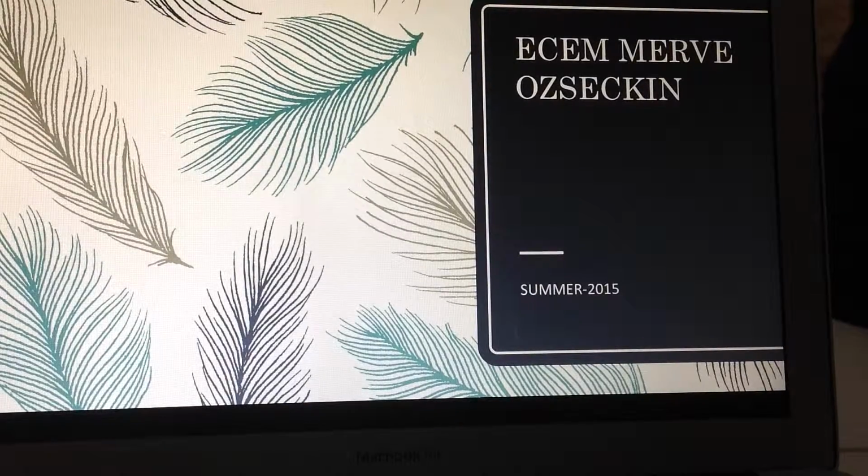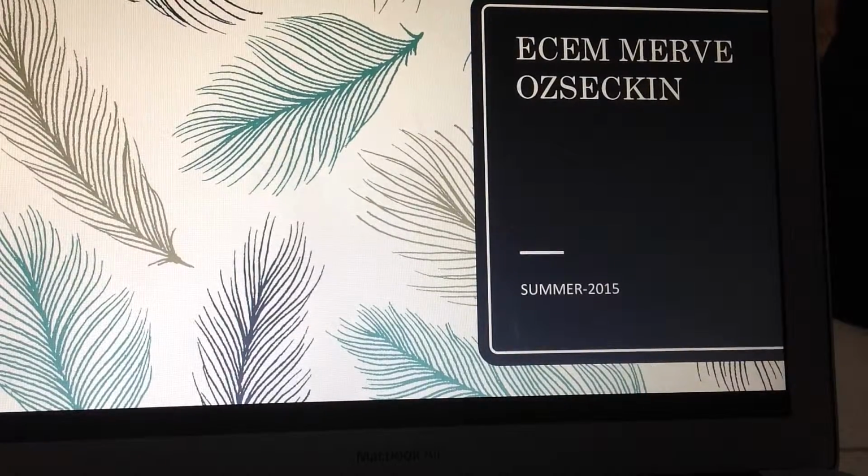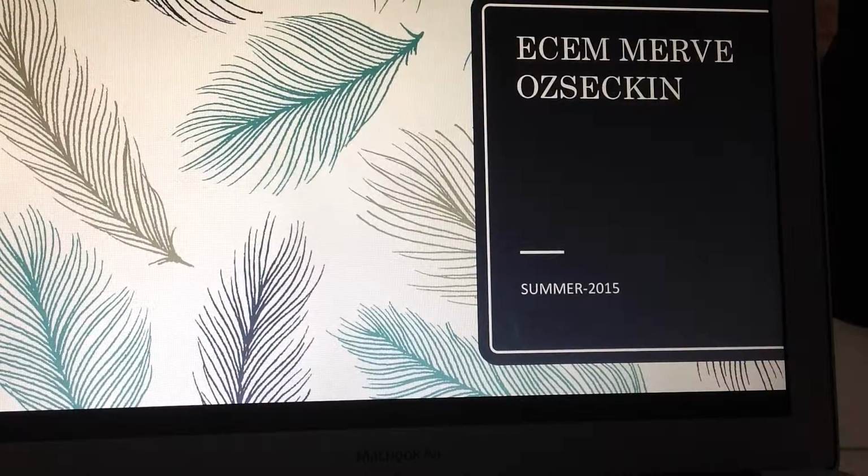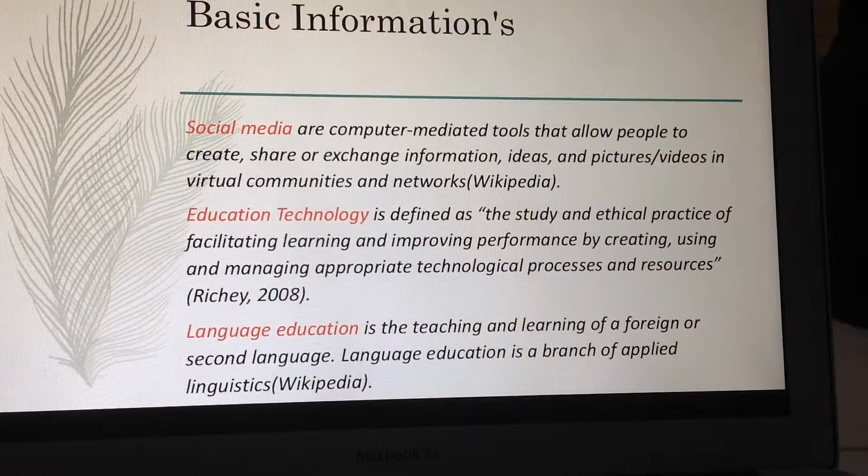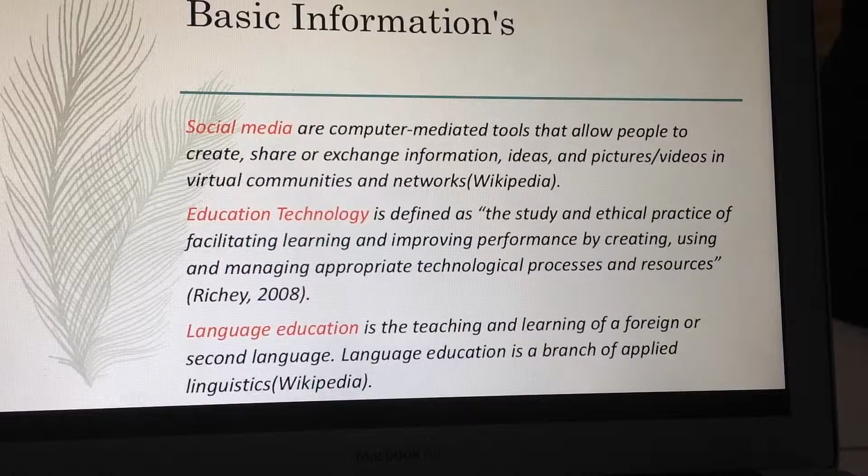The purpose of this presentation is explaining and giving some useful information about technology integration in foreign language education and also social networks. My other aim is giving some unknown information about misuses of technology in classes. In this presentation, I'm hoping to cover 3 points.